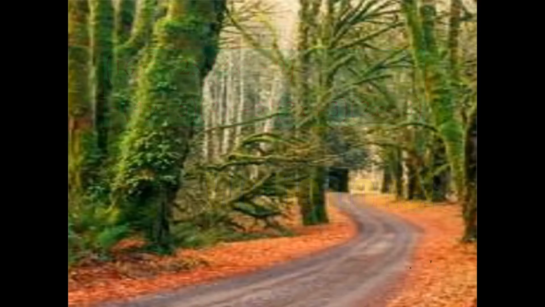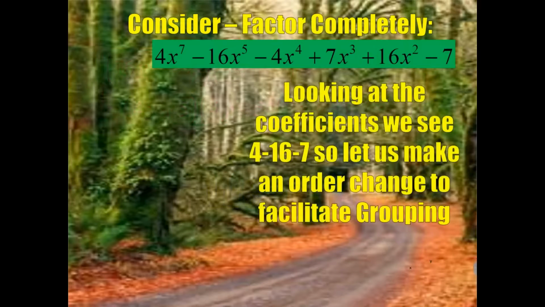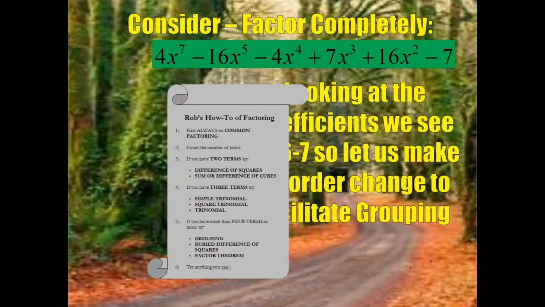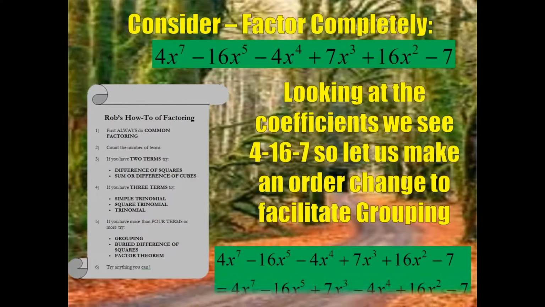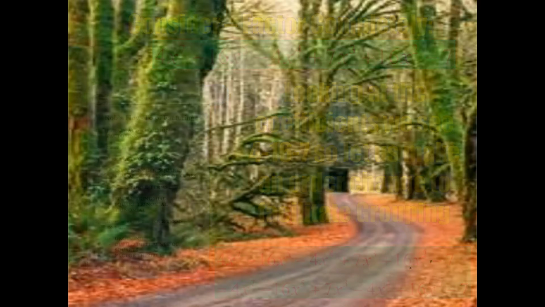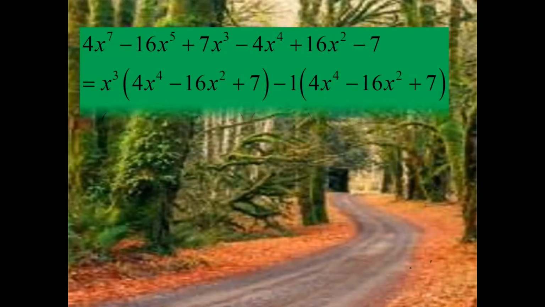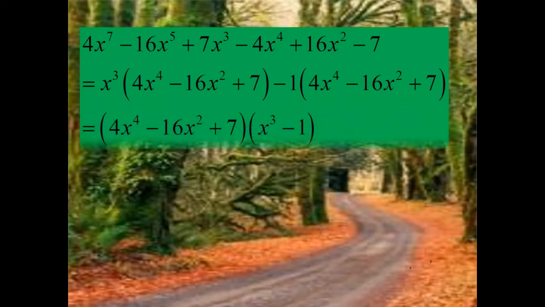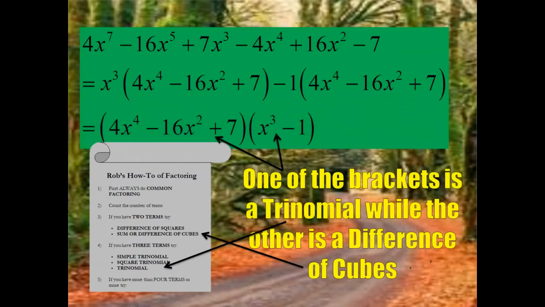All right, our final example. This is one that you don't want to face. You can look at the coefficients. You can see 4, 16, and 7 are in there. So we're going to change the order to get in that order of 4, 16, 7. And that's going to allow us to group the expression. And once we group it, we can see that we have a trinomial and a difference of cubes.